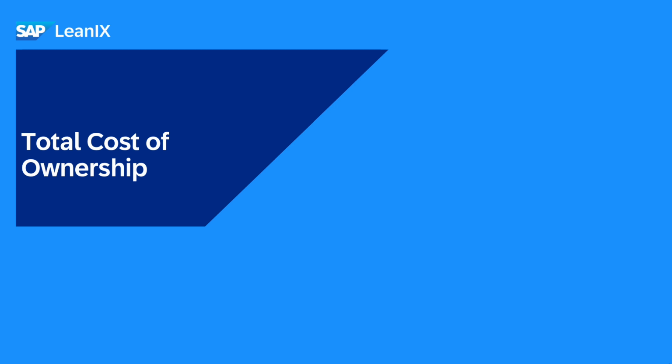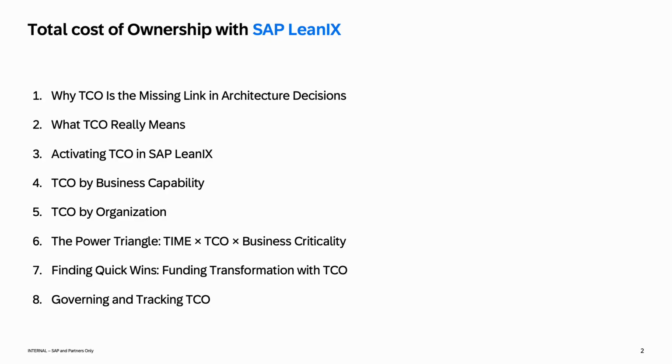We will have a couple of recordings of how we can enable total cost of ownership in SAP LeanIX. This series is structured around 8 recordings in a very pragmatic way forward. We just heard about the why TCO is the missing link. In the next recording, I would like to go deeper into what really TCO means in context of SAP LeanIX and how it's structured. And then, of course, we would like to see how we activate the extension that we can then also capture the specific aspects of TCO.